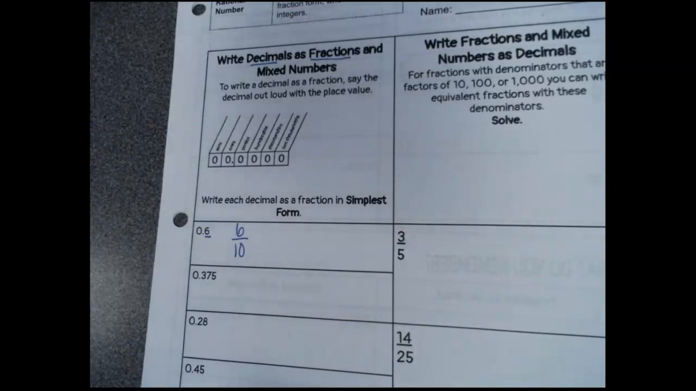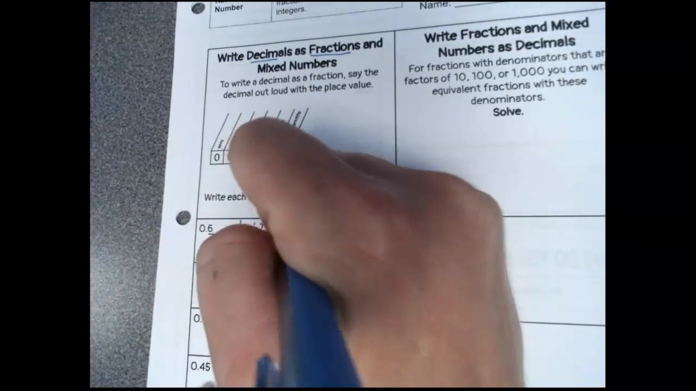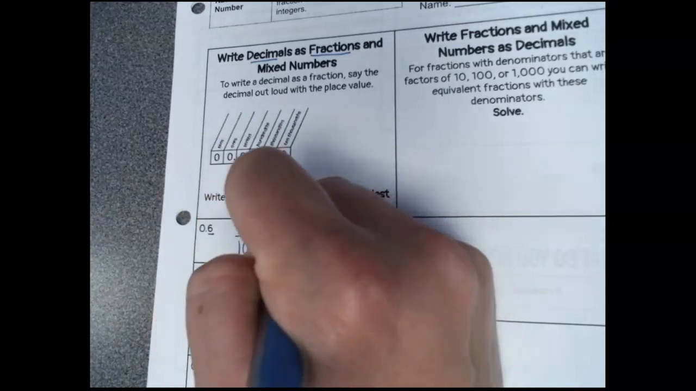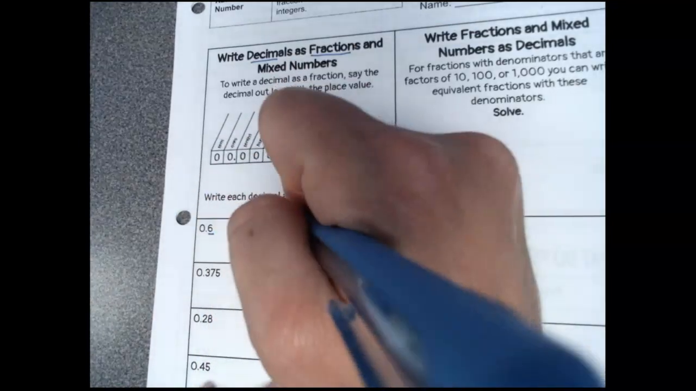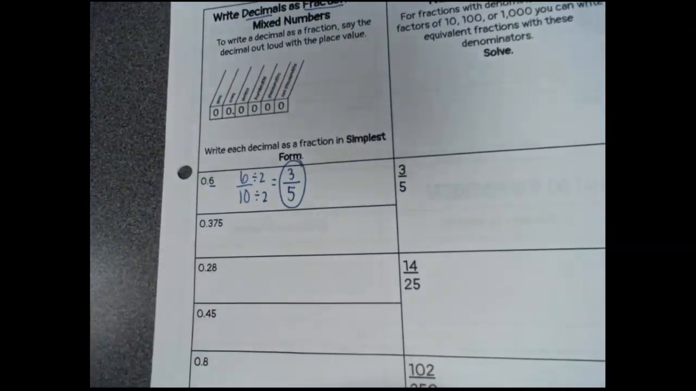Now, we're going to have to simplify that. I know that 2 can go into 6 3 times, and I know that 2 can go into 10 5 times. So it simplifies down to 3/5. Our next one's a little longer.